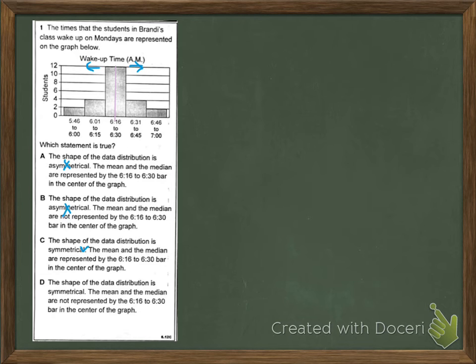The shape of distribution is symmetrical, true. The mean and median are represented by 616 to 630. So the median is the middle of the graph, right? So if we go here, the middle of the graph is 616 to 630. And so that is true. And then D says the shape of distribution is symmetrical and the mean and median are not represented by that. So that's false. Okay.